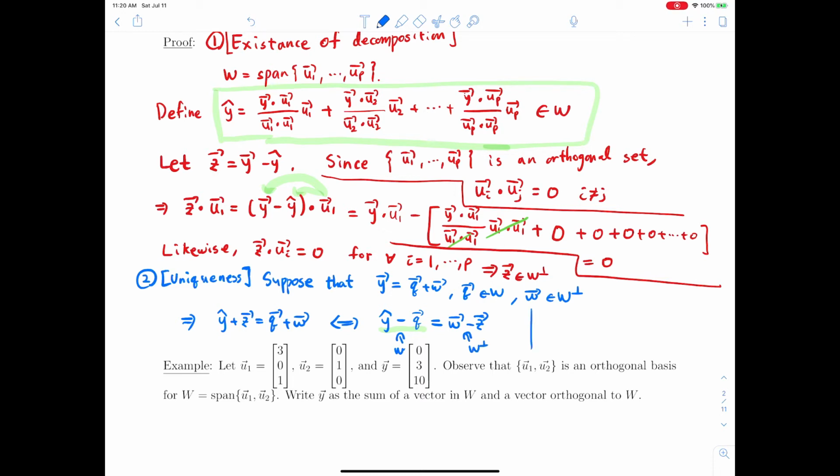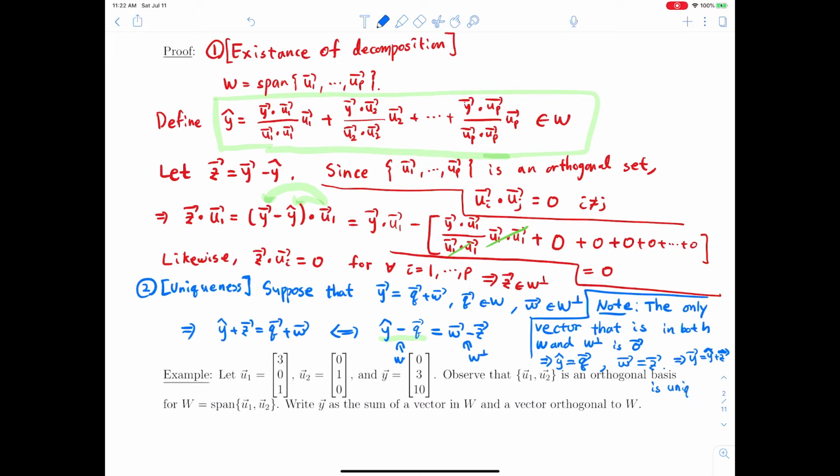So here, note that the only vector that belongs to both W and W perp is the 0 vector. So we can conclude that y hat minus q and w minus z both equal 0. So we get y hat equals q and w equals z. So this gives you that the decomposition of y into y hat and z is in fact the unique decomposition.